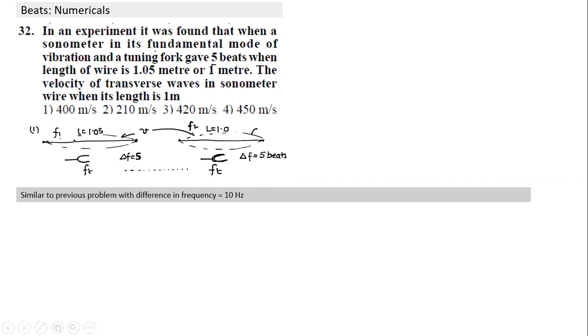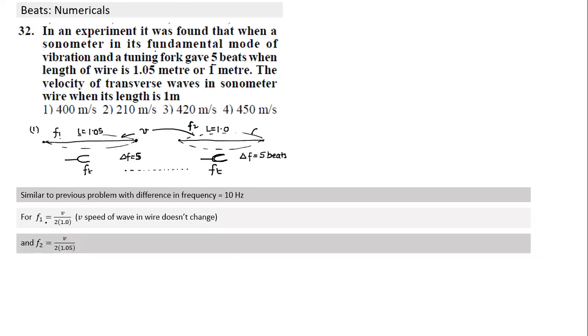Okay. So similar to the previous problem, the difference in frequency is equal to 10. So the difference in frequency, F1 minus F2, is equal to 10. We write two equations. F1 is equal to, I have written it the other way around here, V divided by 2 into 1 meter. And the second is F2, V divided by 1.05 meter.